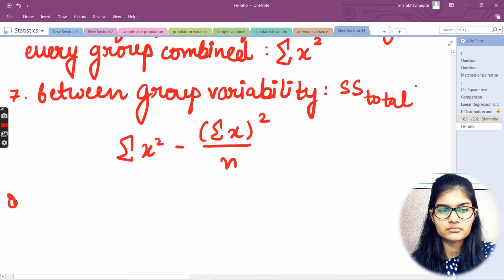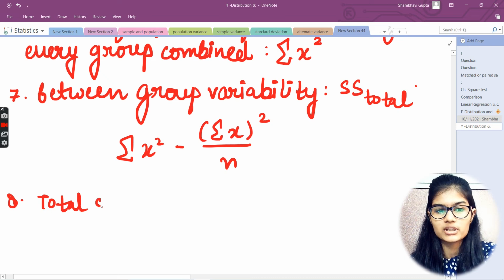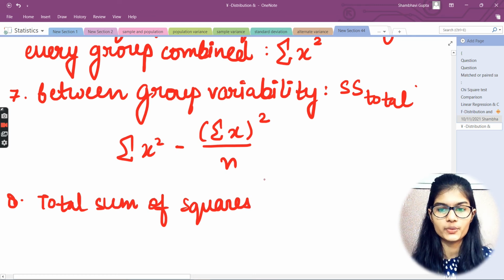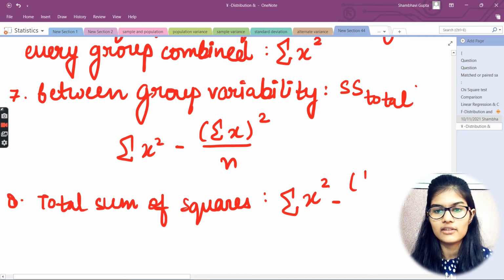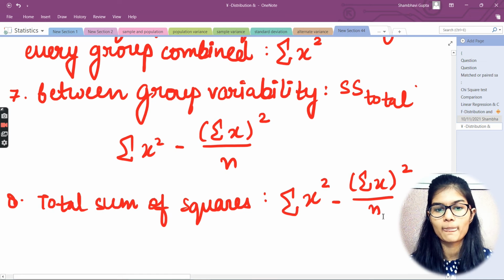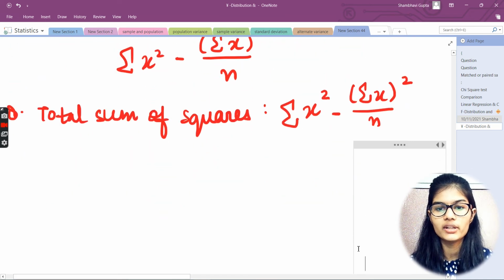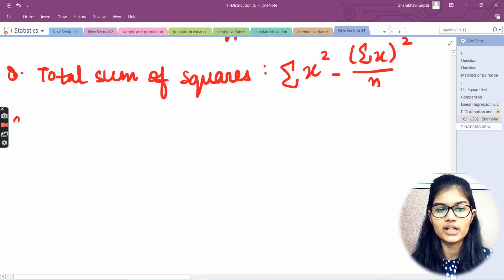Next we are having number 8, that is the total sum of squares. For this total sum of squares we have sigma x squared minus sigma x whole square divided by n. So this is the formula for the total sum of squares which we are having here.